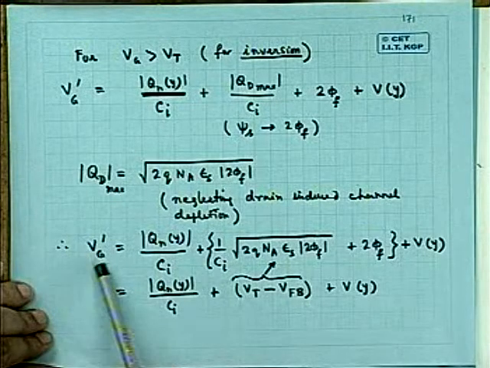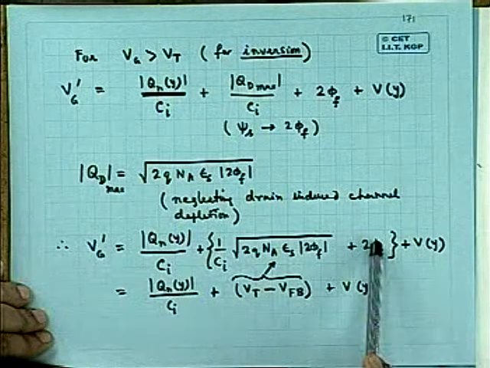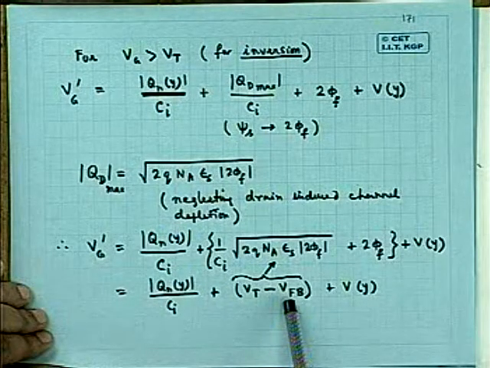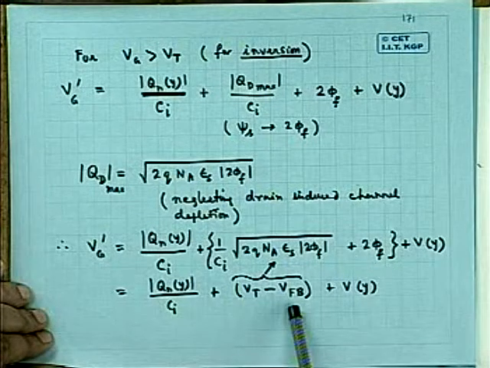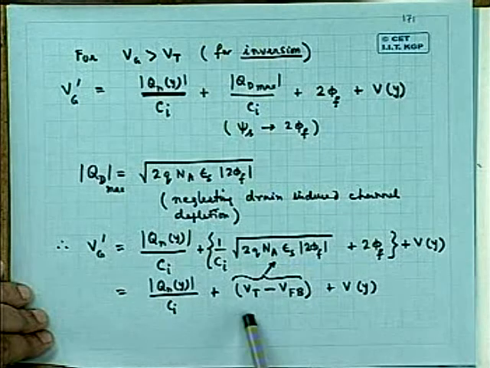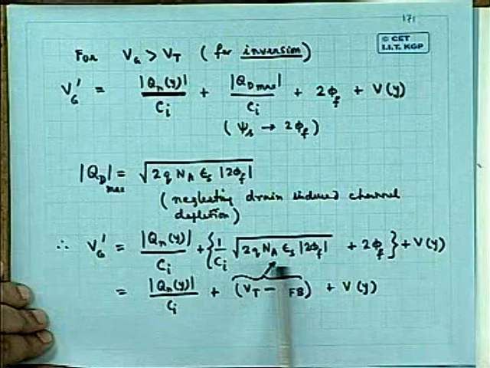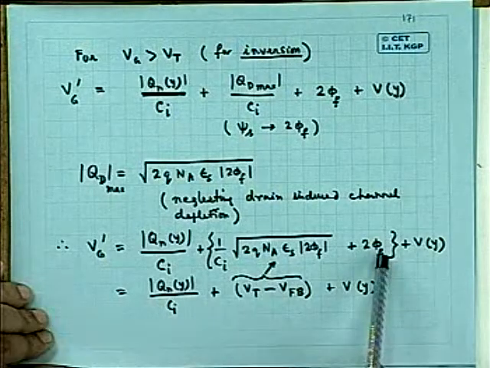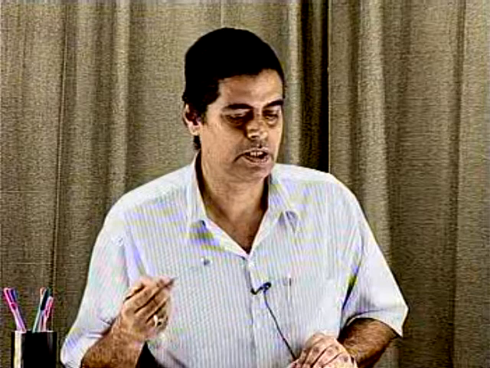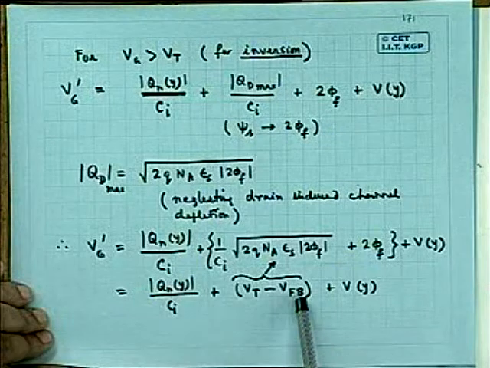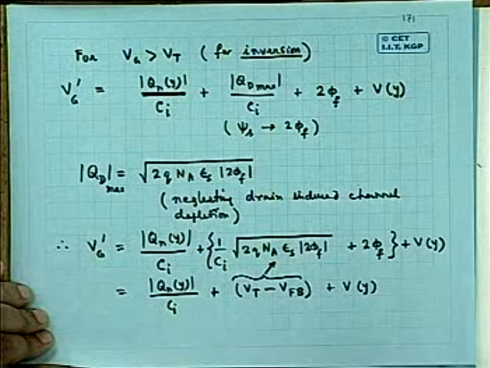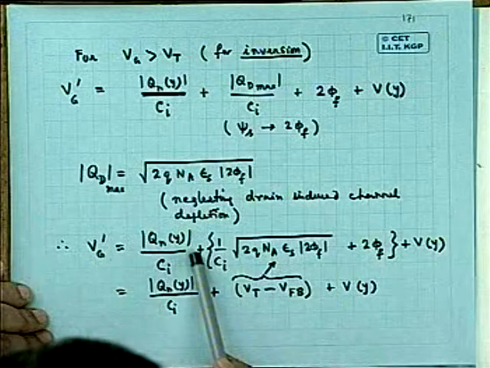Ultimately, we could write Vg dashed in this form, where these two taken together is nothing but Vt minus Vfb. Vt is the actual threshold voltage, and Vfb is the flat band voltage. This total thing was derived earlier under flat band approximation as the threshold voltage. But thereafter, taking into account the effect of flat band voltage, that is the effect of work function difference between metal and semiconductor, and the effect of fixed oxide charge at the interface, we found that there exists a Vfb which is necessary to make the energy band flat up to the interface. So this quantity is nothing but the difference of the actual threshold voltage and the flat band voltage.